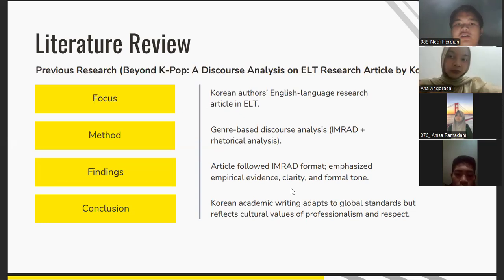The findings showed that the articles followed international research writing standards while reflecting Korean academic tradition that emphasizes empirical evidence, clarity, and formal language. Overall, the study concluded that Korean academic writing adapts to global conventions but maintains cultural values of professionalism, respect, and objectivity.